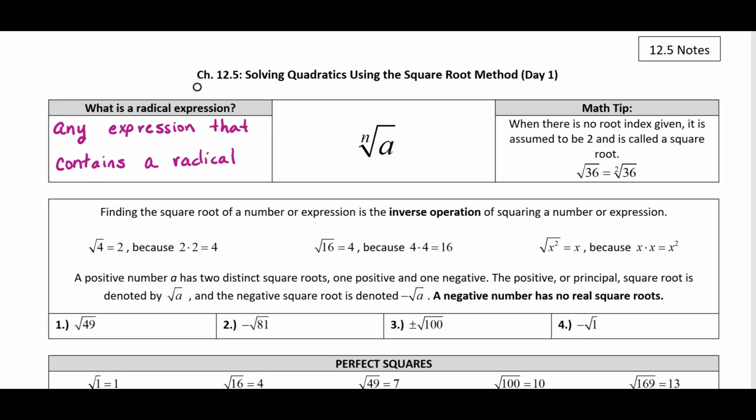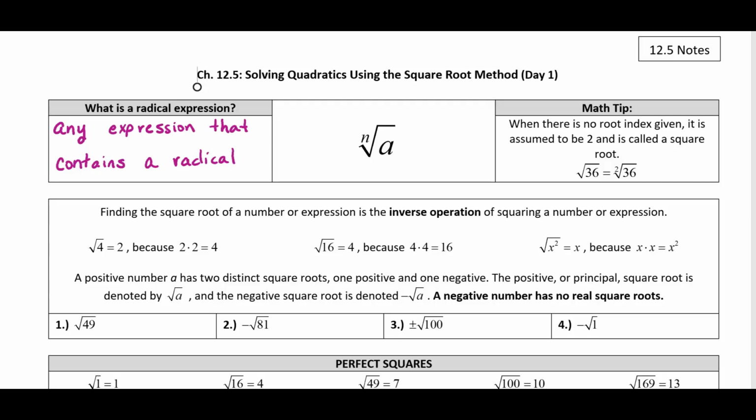Today's lesson is entitled Solving Quadratics Using the Square Root Method. So today we're going to look at simplifying square roots because we haven't really done this before. So the first question is, what is a radical expression? A radical expression is any expression that contains a radical.